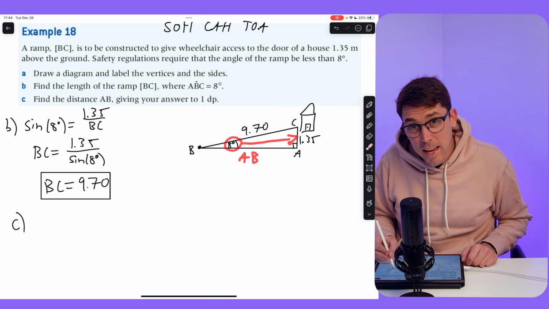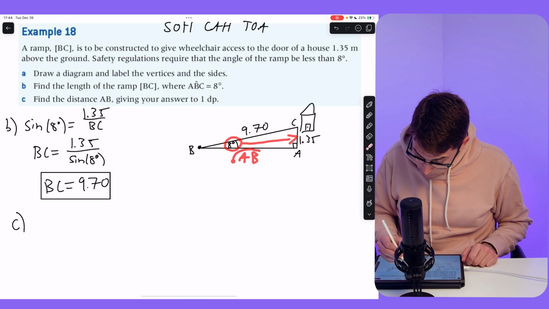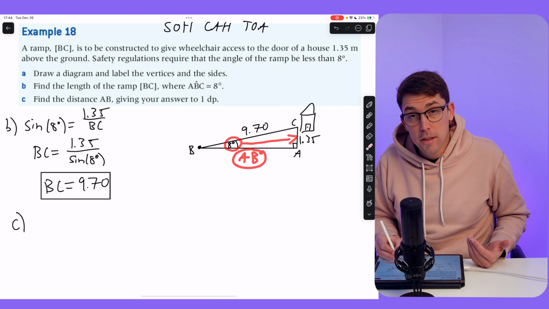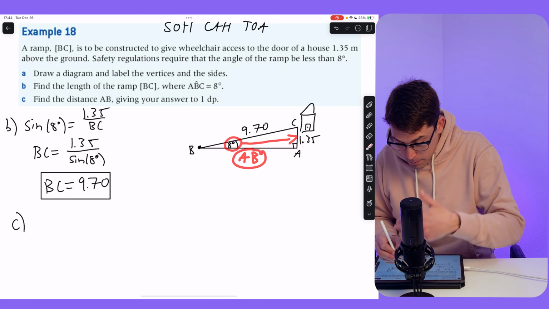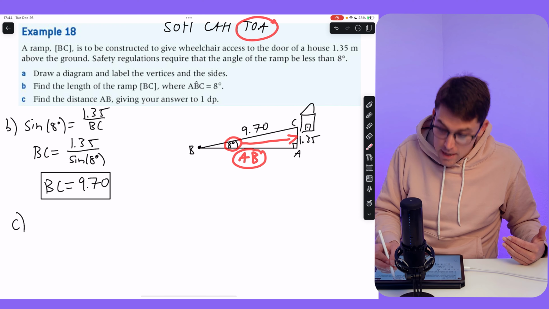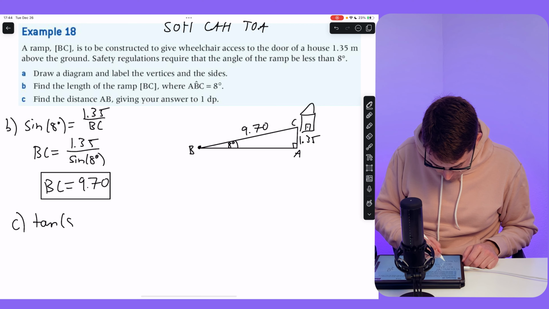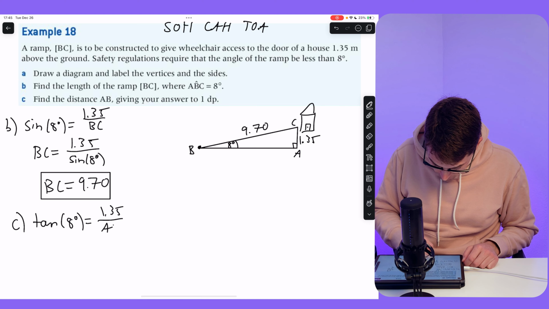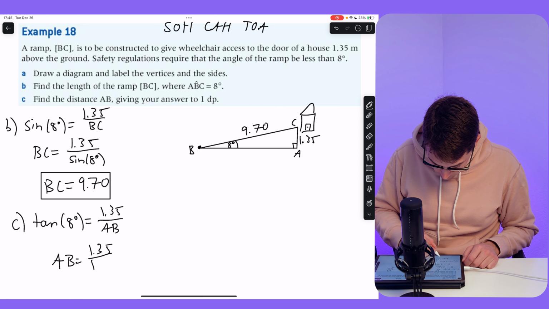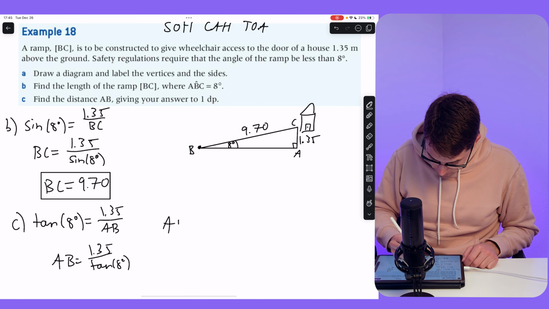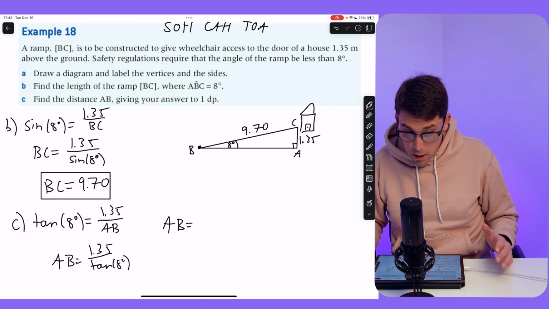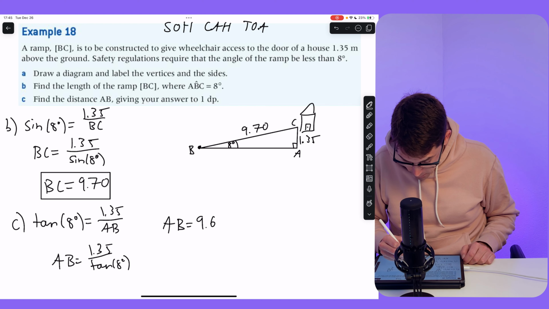So I know that my height AC is 1.35, and I want to know what my adjacent side is to the angle. So what takes into account the opposite and the adjacent? That is going to be tangent. So the tangent of 8 degrees is going to be equal to 1.35 all over AB. So AB would therefore equal 1.35 all over the tangent of 8 degrees. And we will find that AB is going to have a distance of 9.61.